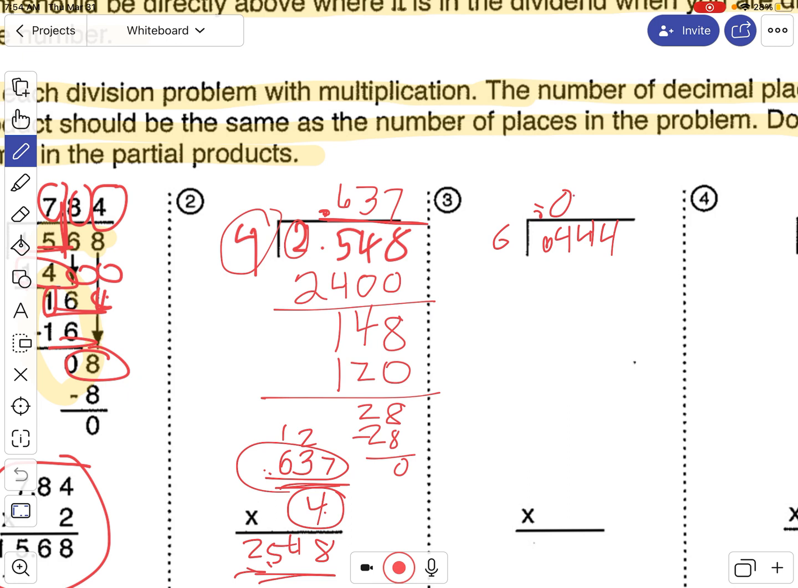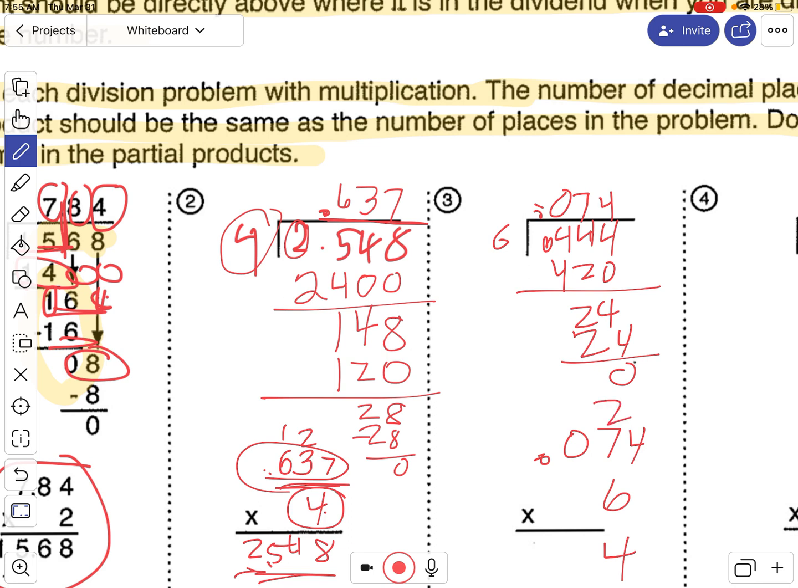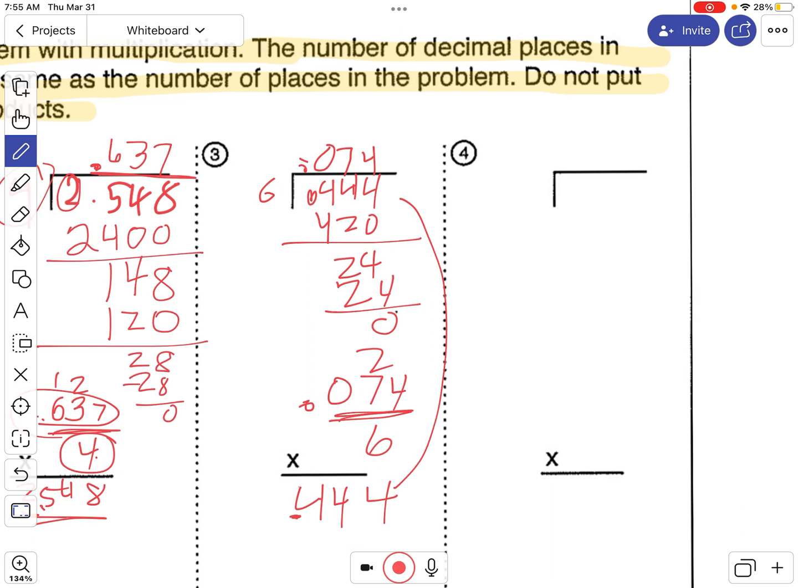6 goes into 44 7 times, because 7 times 6 is 42, or 420. And when I subtract, I get 24. 6 goes into 24 4 times, and that is 24, and I get 0. So let's check it here. 0.074 times 6. 4 times 6 is 24. Regroup with the 2. 7 times 6 is 42, plus 2 is 44. Notice there's 3 spots past the decimal in the problem, so there has to be 3 spots past the decimal point in the answer. And 0.444 matches up with the dividend there.